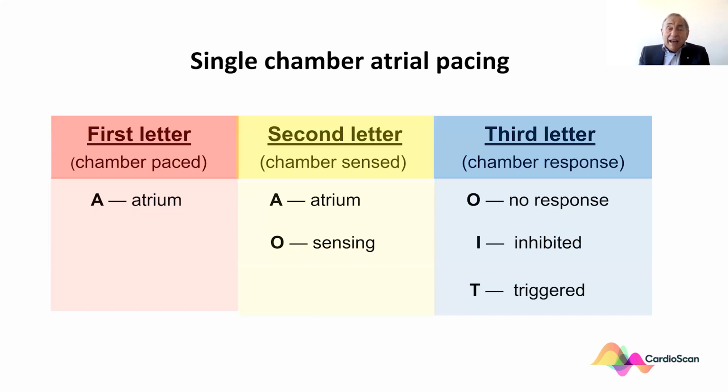Single chamber atrial pacing, again, remember the three-letter code. The first letter is atrial pacing. The second letter is the chamber sensed, whether it be in the atrium or no sensing. And the third letter is the actual response to sensing. It can be no or zero. It can be inhibited or triggered, similar to what we saw with ventricular pacing.